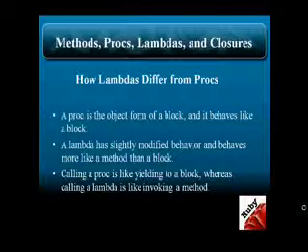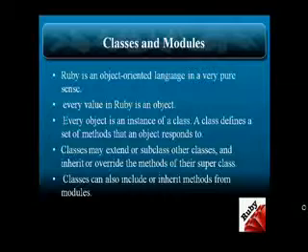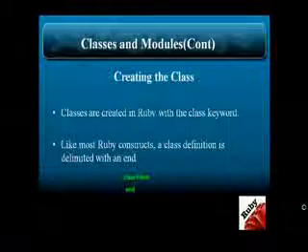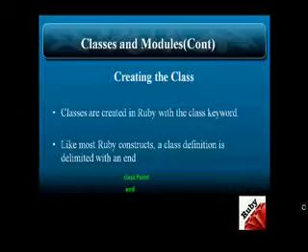Now we are going to look at classes and modules. In many object-oriented languages, this is done with a constructor. In Ruby, it is done with an initialize method. Creating the class. Classes are created in Ruby with the class keyword. Like most Ruby constructs, class definition is delimited with an end.